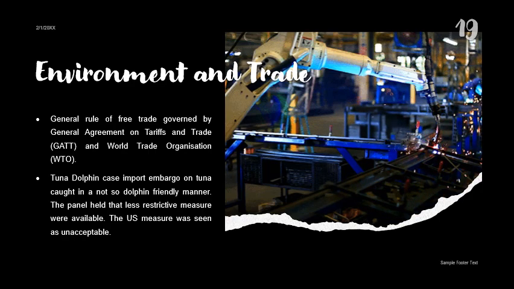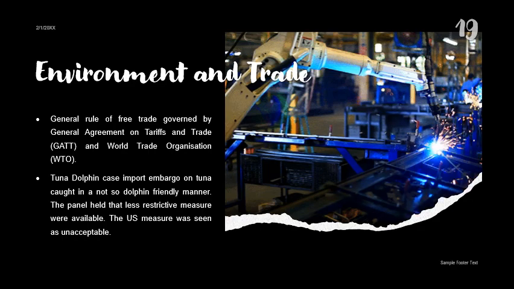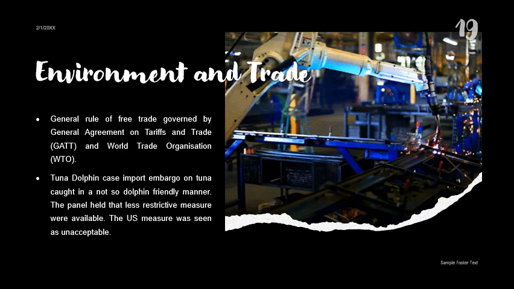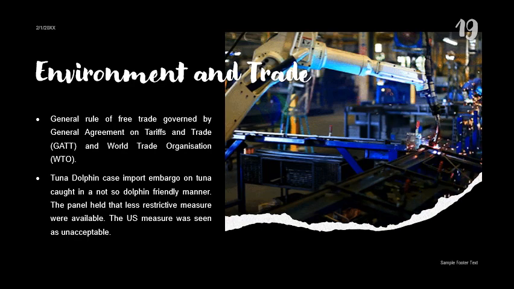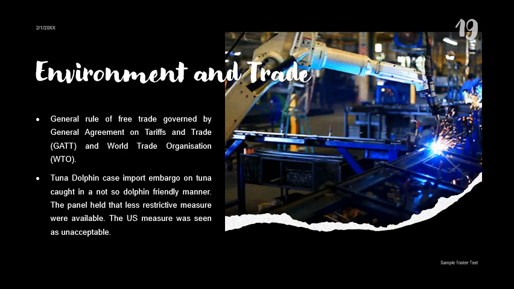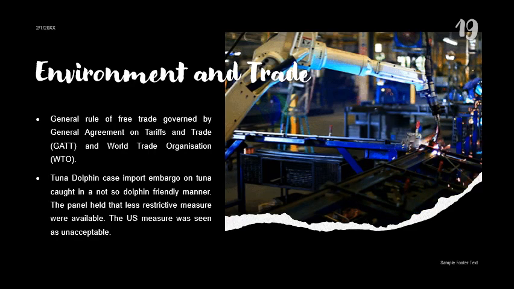We all know about the general rule of free trade governed by the General Agreement on Tariffs and Trade and the World Trade Organization. But despite this general agreement, states like the United States have tried to manipulate their economic power in a way that would ensure environmental protection.